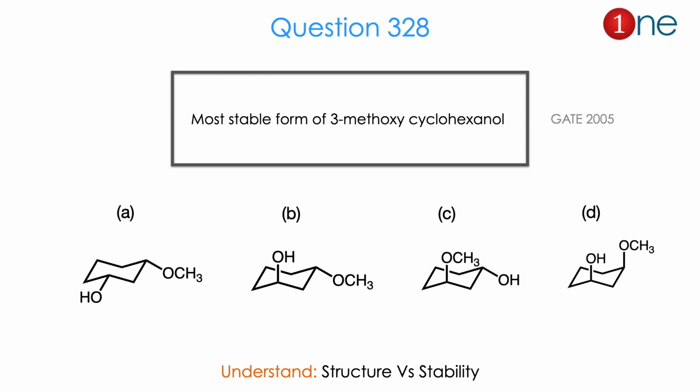So you have to find which one has higher stability. From the question of 4 different structures, you might realize the question is really about structure versus stability. The answer is D. Let us see how.